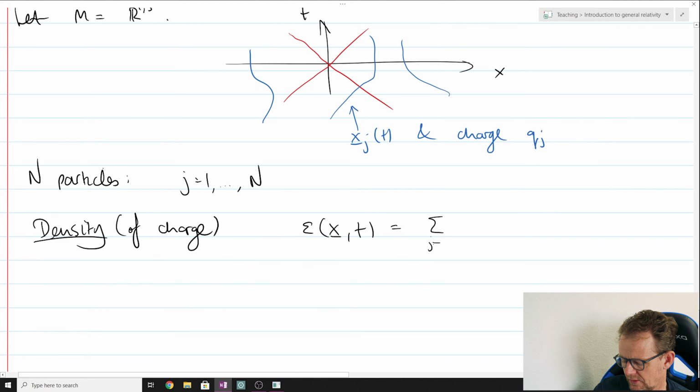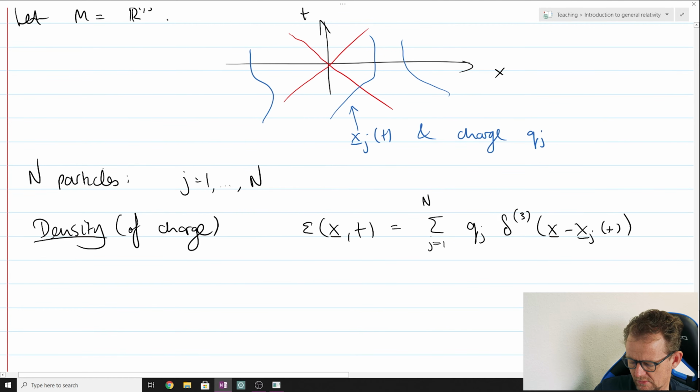So the density is a very simple function, and here it is. So the density of charge of these n particles is given by a bunch of delta functions. So these are Dirac delta functions. Go Google it if you don't know what they are. I believe you do know what they are.